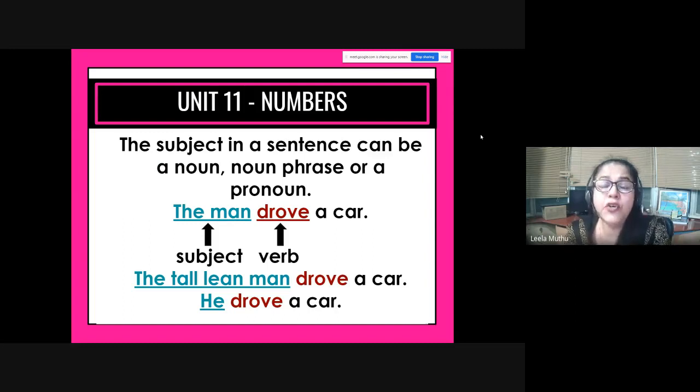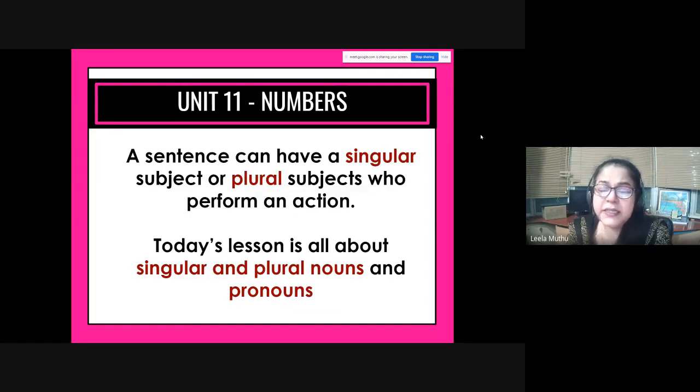So "he drove a car" has the pronoun he, which takes the place of the noun, the tall, lean man, or the man. Understood? A sentence can have a singular subject or it can have a plural subject. When we're talking about one thing, the man drove a car, or we're talking about many, the men drove a car. So the subject can be one person or many people, or one thing or many things.